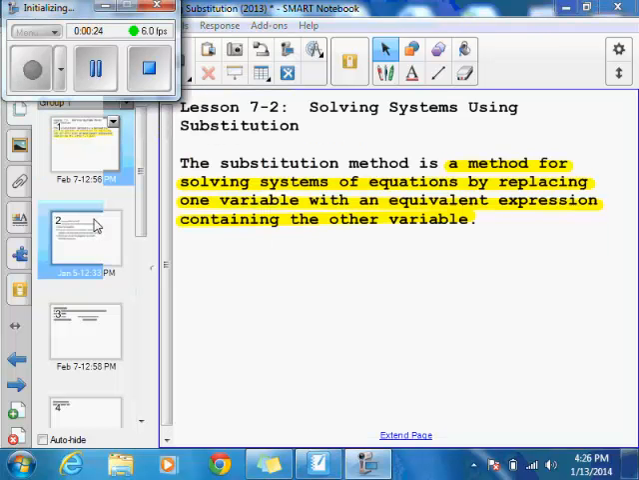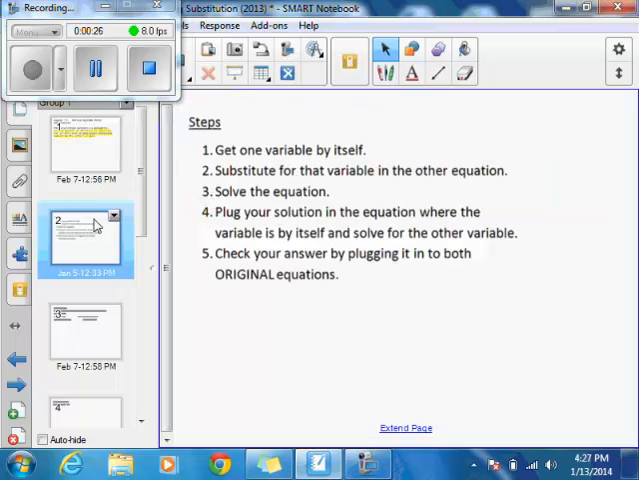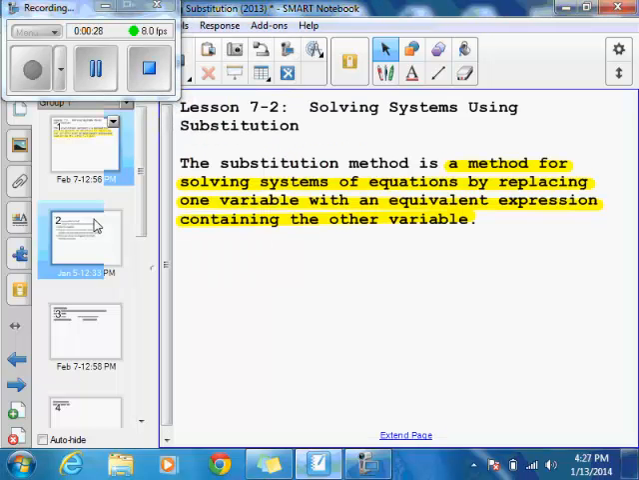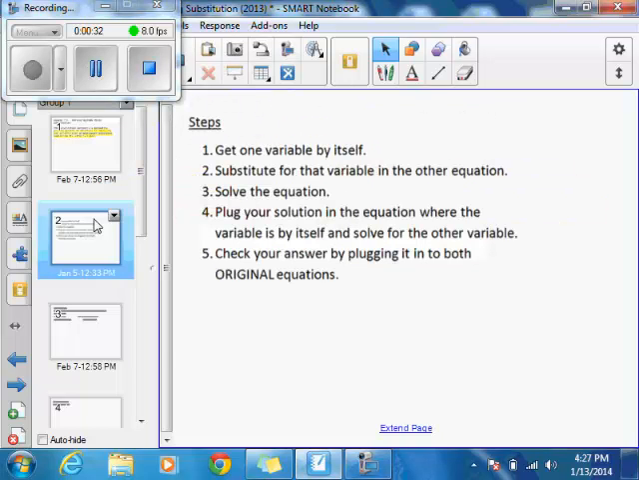steps for you. Step 1 is to get one of the variables by itself. So you're going to look at x or y to see which one would be easier to get alone. Step 2, substitute for that variable in the other equation. Step 3, solve the equation. Step 4, plug your solution into the equation where the variable is by itself and solve for the other variable. And step 5, check your answer by plugging it into both original equations.